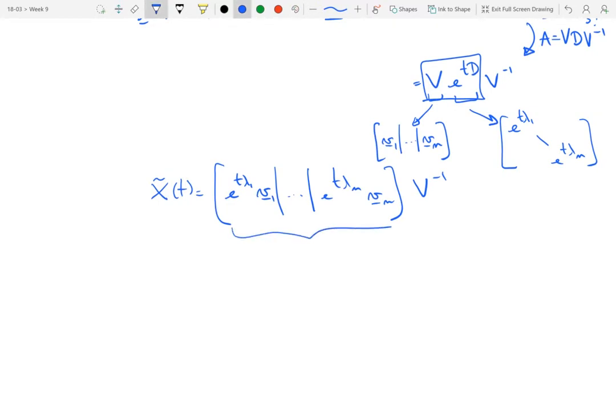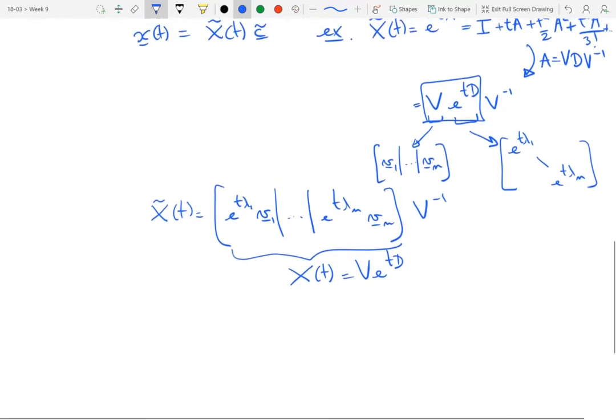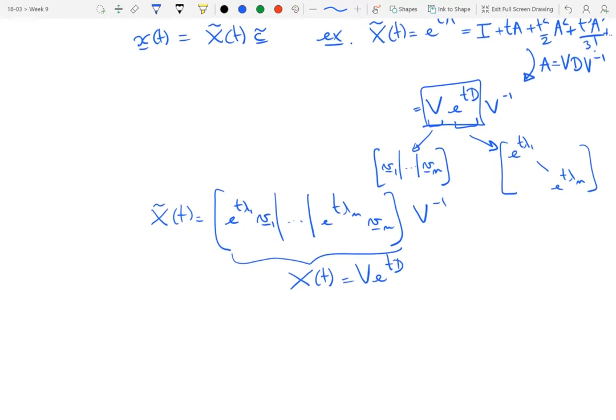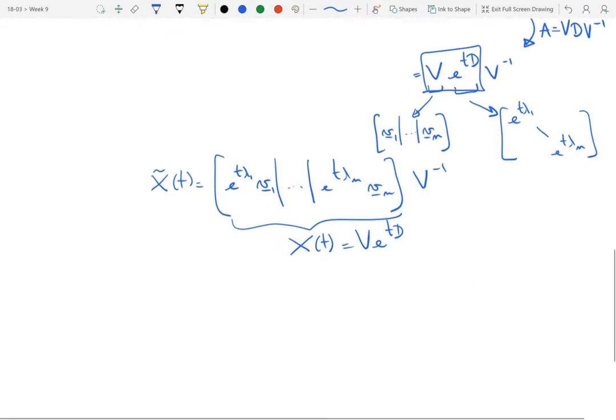And what we are looking at here is precisely the old notion of capital X of t equal to V e to the TD. So that is the relationship between those two fundamental matrices. And they both serve the same purpose. They both contain as their columns basis elements for the system of ODEs we started from.